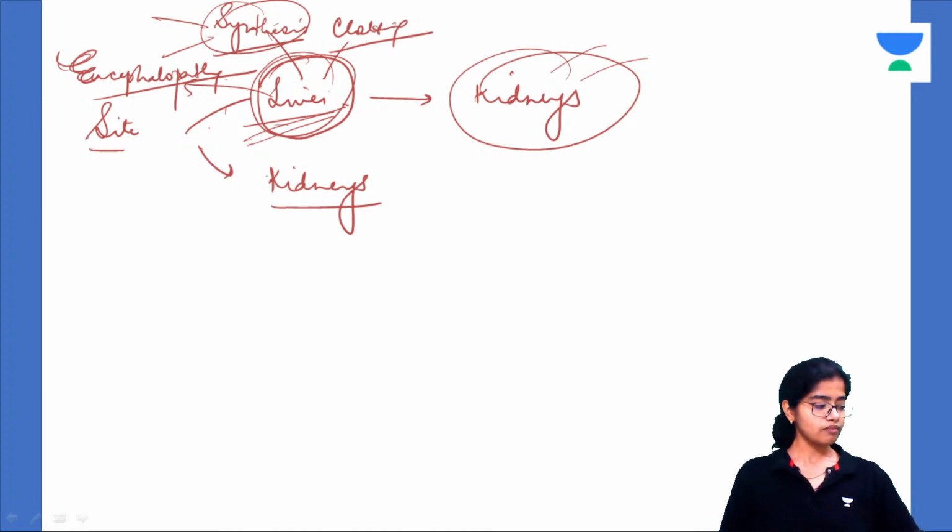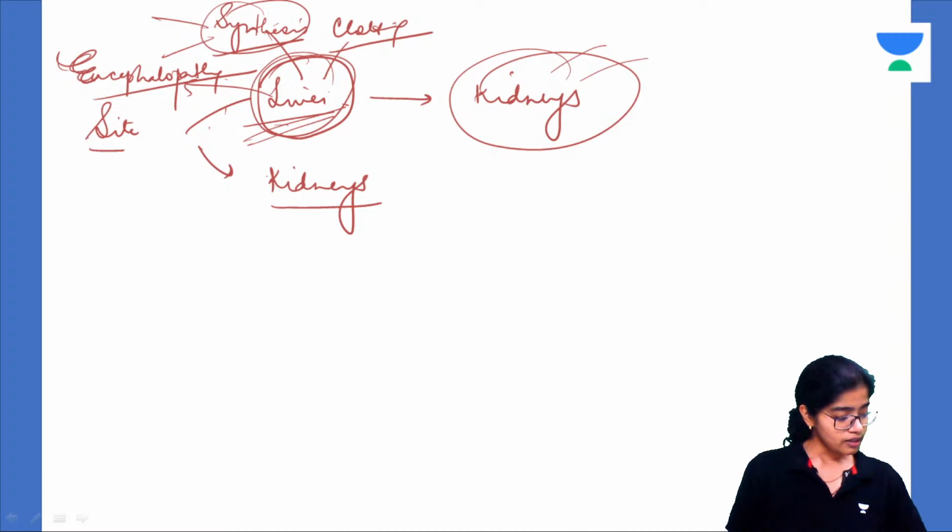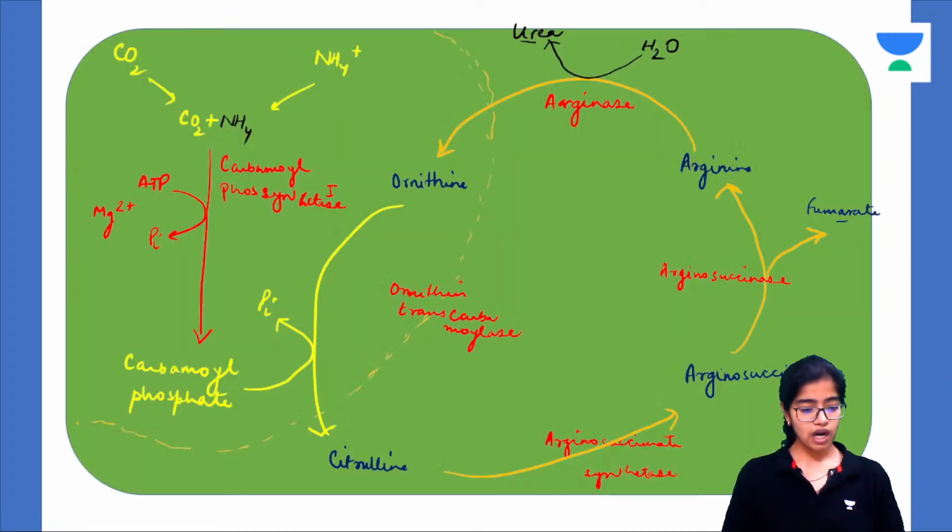Understood? Or due to a diet that is extremely rich in proteins, or in cases of dehydration. Understood? Got it? So now we'll begin with the urea cycle. Let us have an overview.